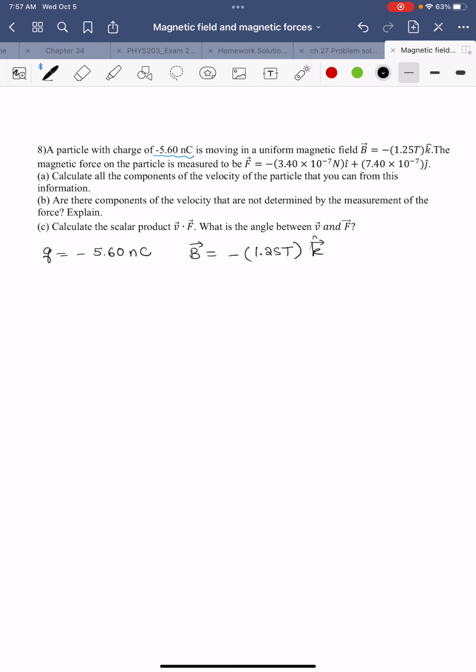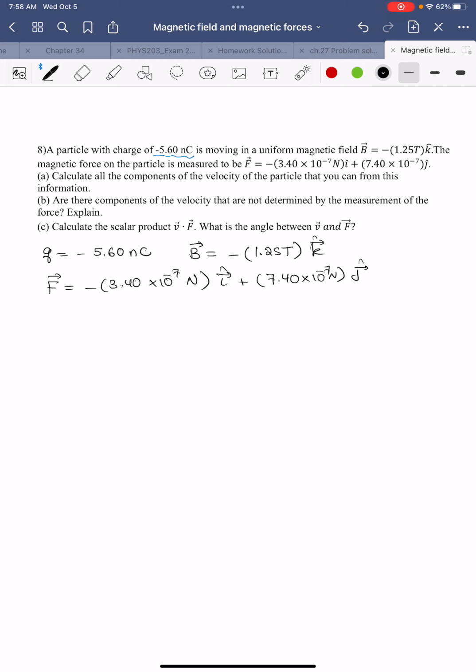The magnetic force is given as negative 3.40 times 10 to the negative 7 newtons i plus 7.40 times 10 to the negative 7 j, also in newtons. Calculate all the components of the velocity of the particle that you can from this information.